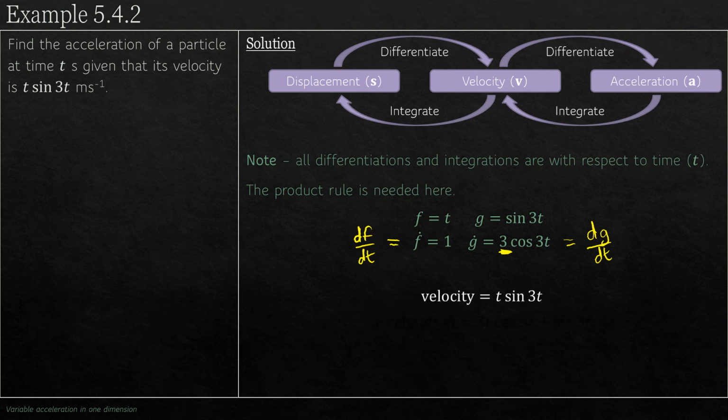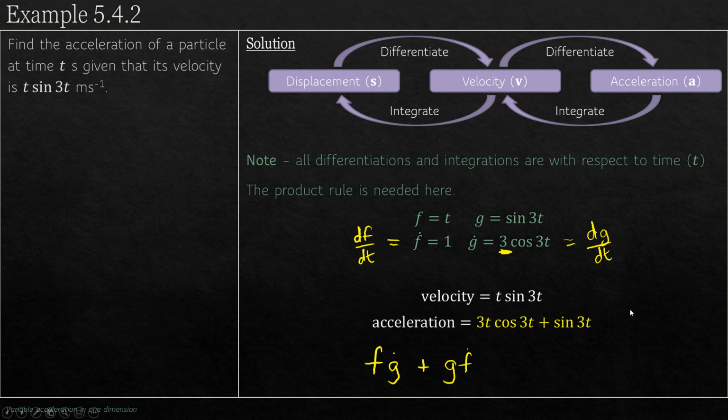That's what we were given. Velocity is t sine 3t. So our acceleration using the product rule, well, it's going to be f multiplied by g dot plus g multiplied by f dot. So we get 3t cos 3t. I'm doing f multiplied by g dot and then plus sine 3t from g multiplied by f dot.